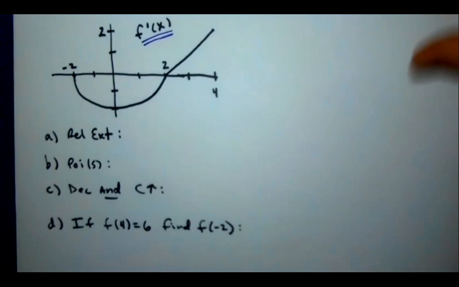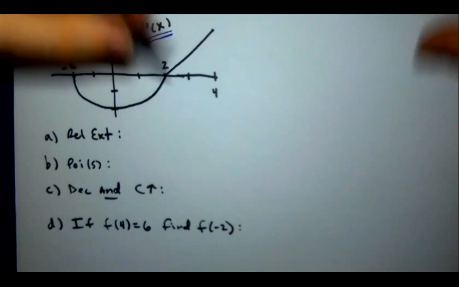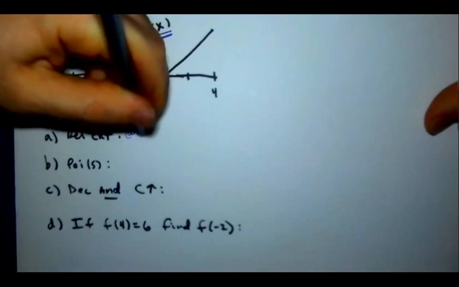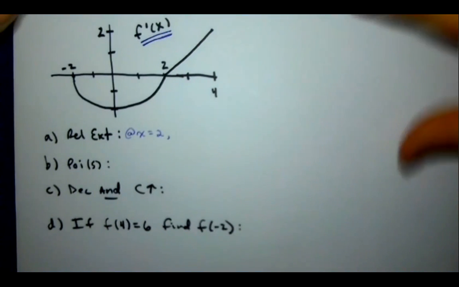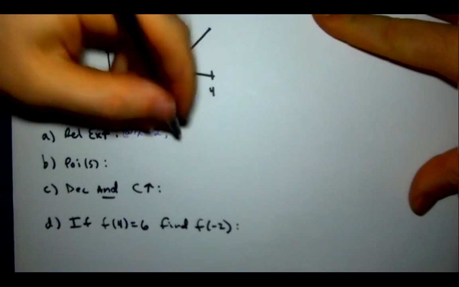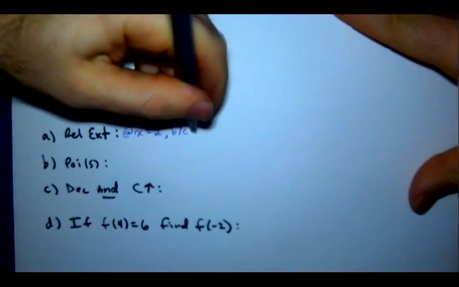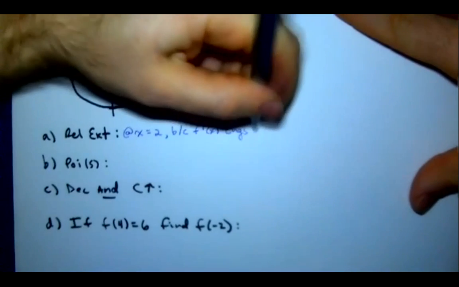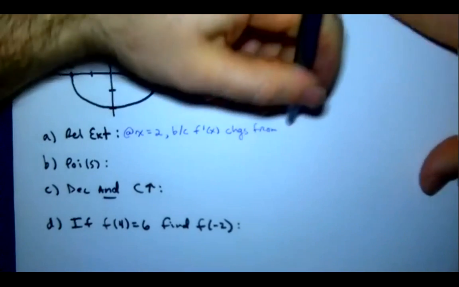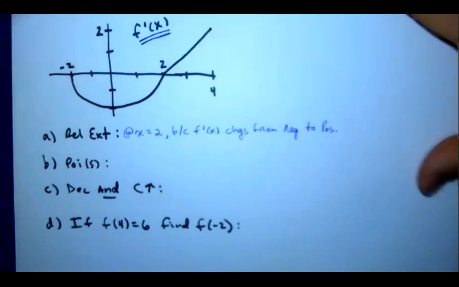Okay. So relative extrema would be where, Bennett? It would be at x equals 2. All right, so let's start with that. At x equals 2. So now we got our first point. Now we want to justify it. What's my justify? Because what? f prime of x changes from negative to positive. All right, good.